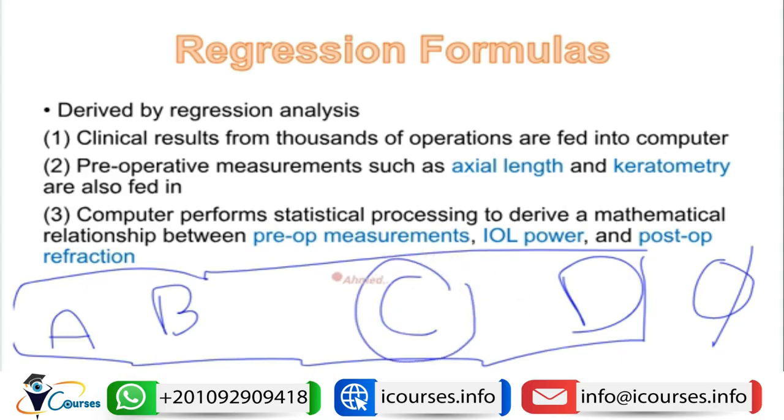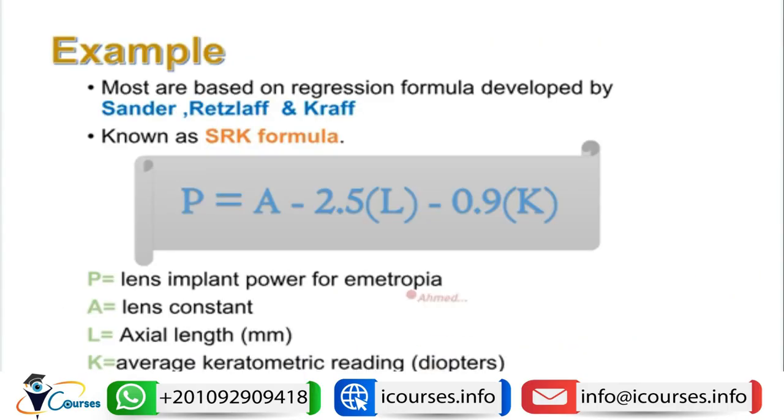So after analyzing this, please tell me what the axial length and the K reading should be in order to reach this optimum intraocular lens power. The computer performed the statistics and can now derive a mathematical equation that utilizes different factors in order to reach the correct intraocular lens power. The most famous of these regression formulas was the SRK formula. The SRK formula is named after those who invented it, Sanders, Retzlaff and Kraff.